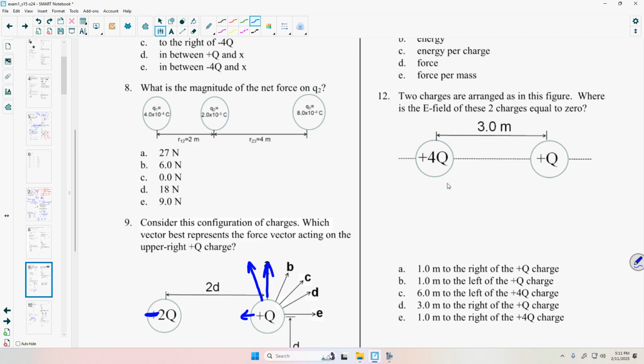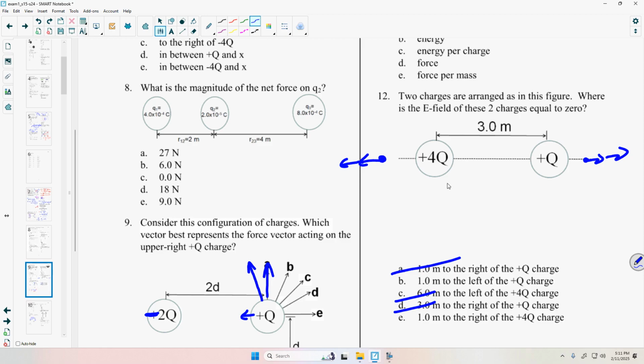So I want to first ask, where can it not be? So like over here, the electric fields are both in that direction, those can never be equal to 0. Likewise over here, never equal to 0 because they're both in the same direction. So that gets rid of A, because that's 1 meter to the right of the plus Q charge. Gets rid of C, D, and so I'm left with B or E.